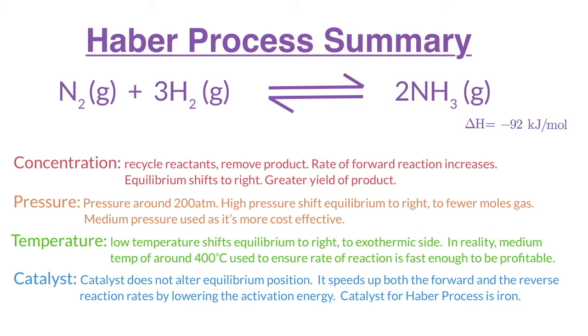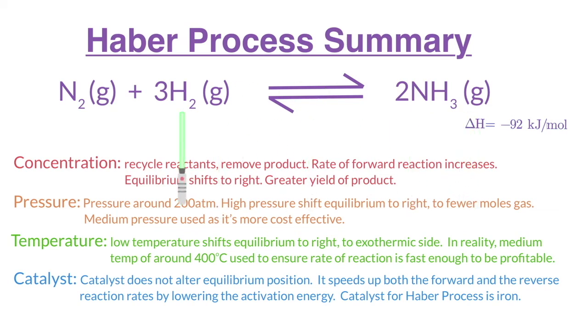Pressure, we're thinking about moles of gas. So for pressure, there are 2 moles of gas at the product side, 4 moles of gas at the reactant side. So high pressure is going to shift us over to the low pressure side, fewer moles of gas, and that's going to give us a greater yield of product there. However, it's not cost effective to have too high a pressure because the equipment needed for high pressure experiments is too expensive. So a medium pressure is what's required in this reaction to keep it profitable.